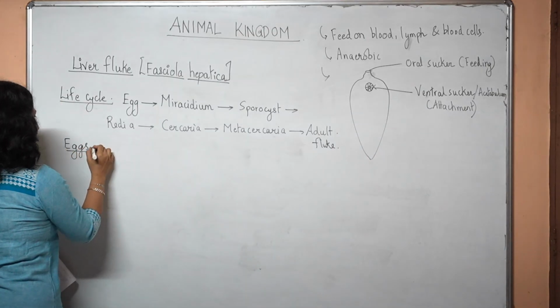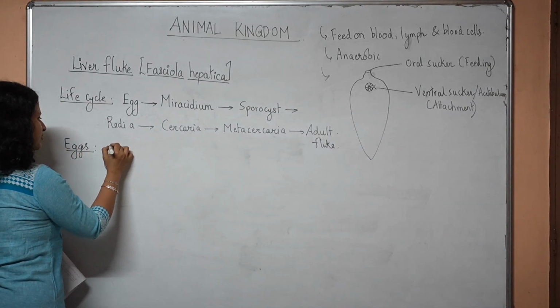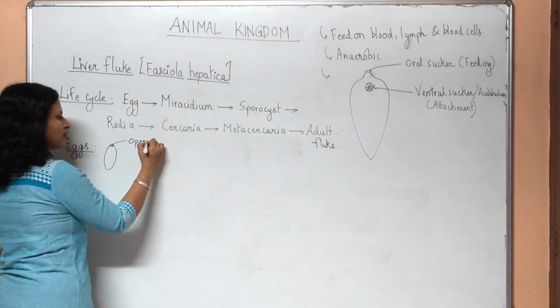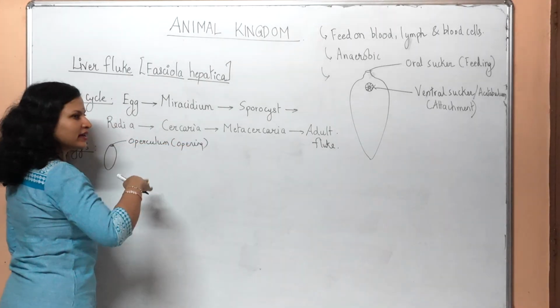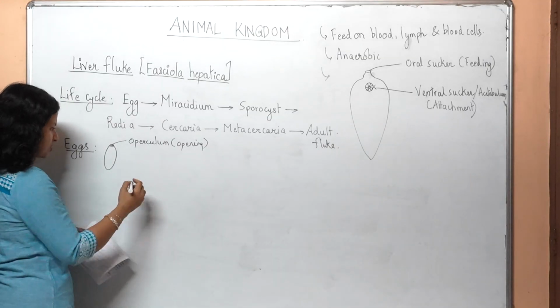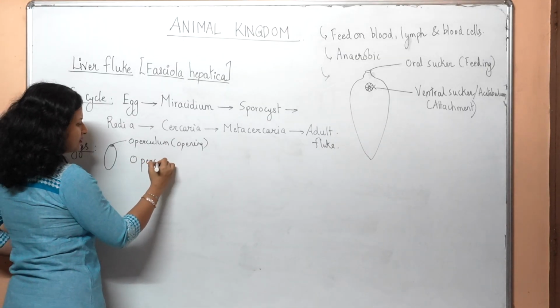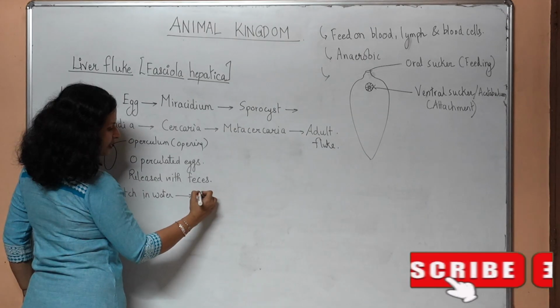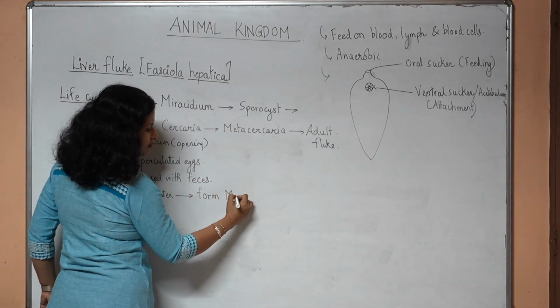First of all, the eggs are said to be operculated. Operculated meaning they are said to have an opening, operculum. Operculum is an opening like a lid which can be opened and closed. They are released with feces. These eggs hatch in water and form the miracidium larva.